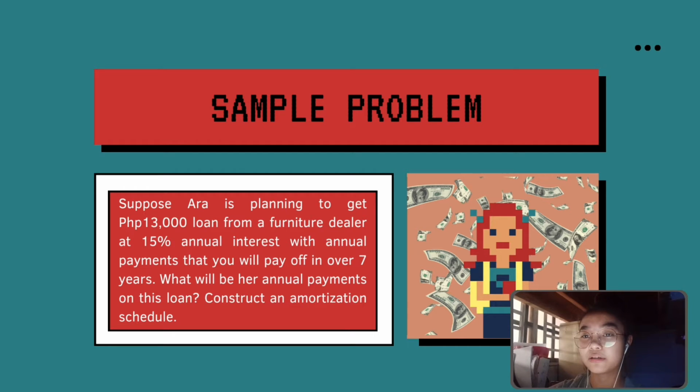Before we proceed to the amortization schedule, let us first have a problem involving amortization and its formula to be used. Suppose Ara is planning to get a 13,000 loan from a furniture dealer at 15% annual interest with annual payments that you will pay off over 7 years. What will be her annual payments on this loan? Construct an amortization schedule. The first thing to do is to get the values to be used.